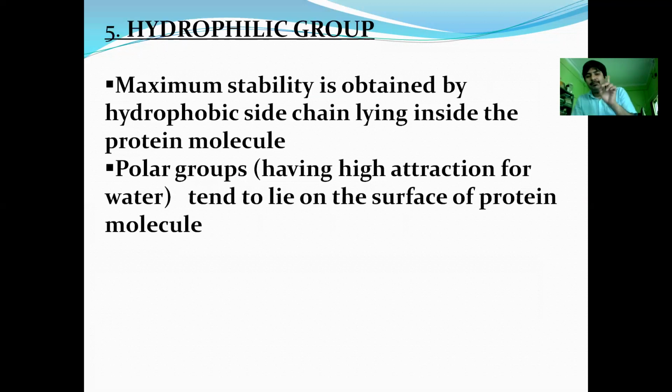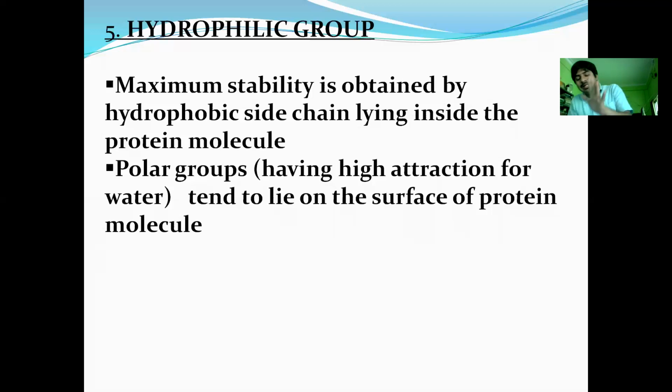So this hydrophobic side chain, hydrophobic means it does not love water, so it lies inside the protein molecule. Now, hydrophilic means it has love for water, so it lies on the surface of the protein molecule and attracts the polar molecules, attracts water.